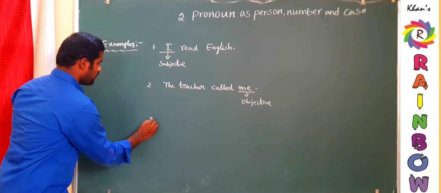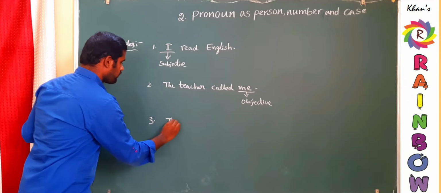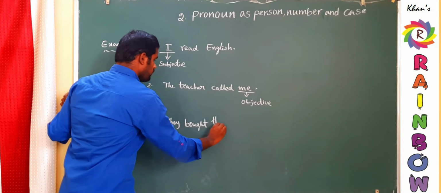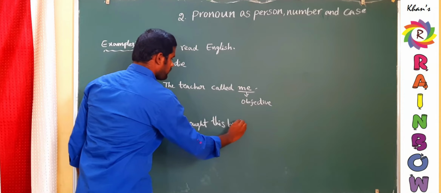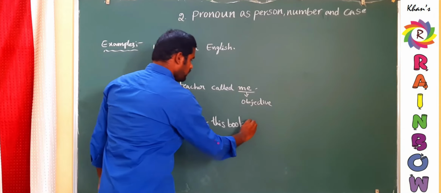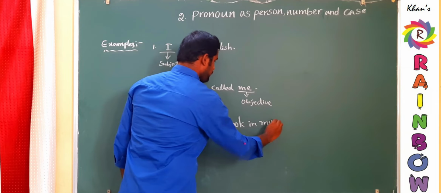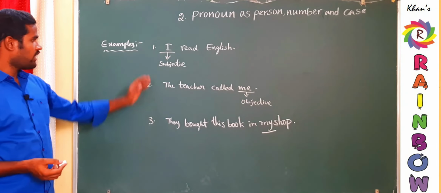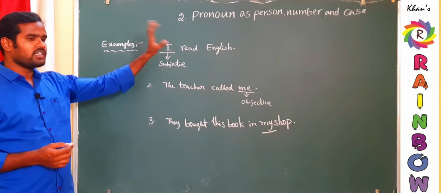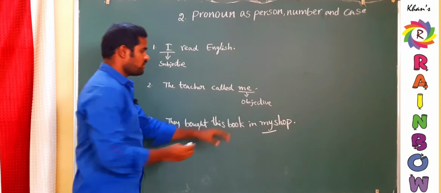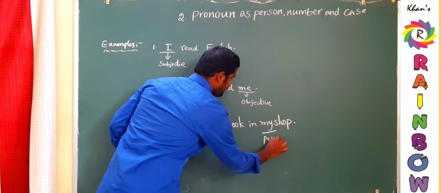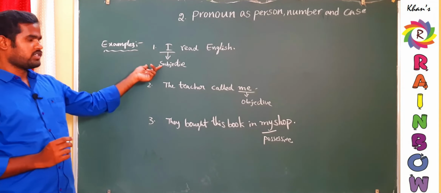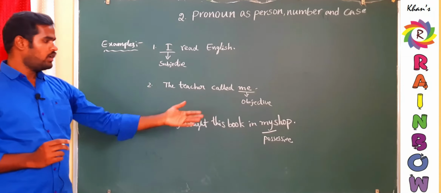And let us look at one more example. They bought this book in my shop. Here observe my, it is possessive case. So I have written three statements to understand three cases. This is subjective case, objective case, and possessive case. By observing these three examples, we can draw three rules. One rule for subjective, and one for objective, and one for possessive.